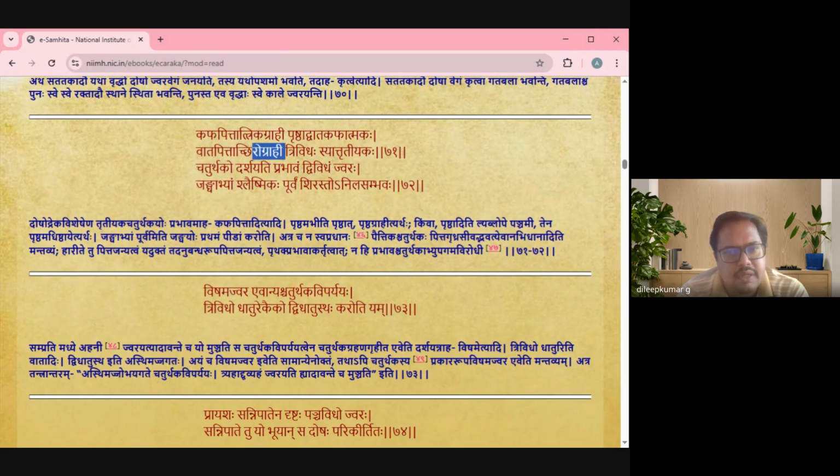So three types of Trutiyaka Jwara, whereas Chaturtaka Jwara is two types. One is Jangabhyam involving Shleishmika, and the other, Shiras involving Anilaja. So two types of Chaturtaka Jwara, three types of Trutiyaka Jwara.